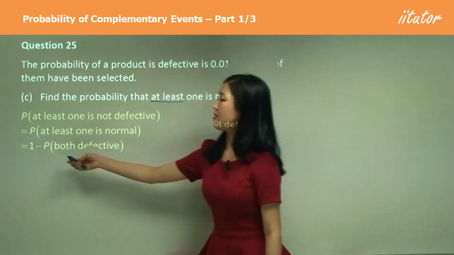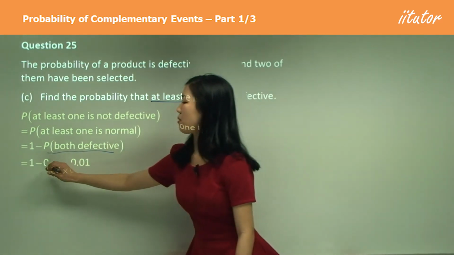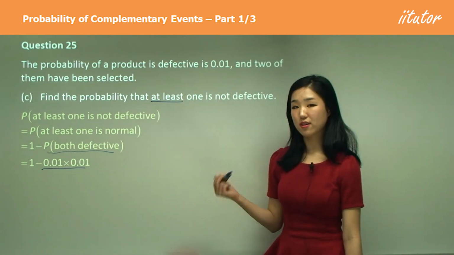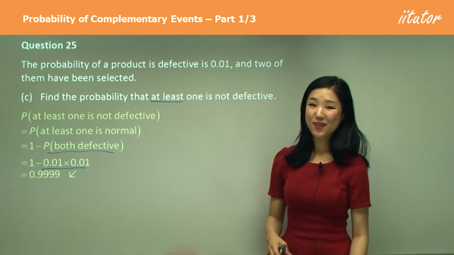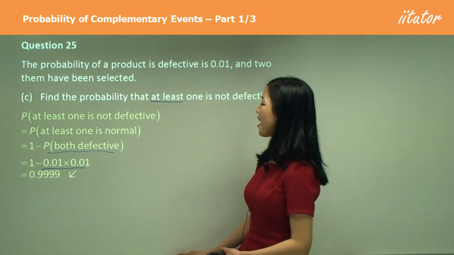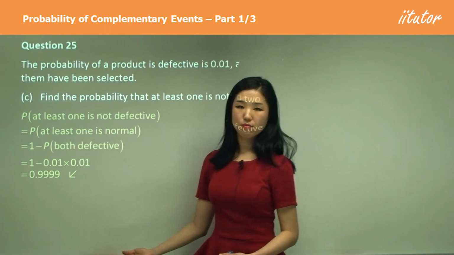So we found this in part A, so we simply subtract it. This was the answer in part A, isn't it? So subtract it from 1, which is the total probability, and that's what you should have. Okay, so that's the probability of having at least 1 normal or defective product.